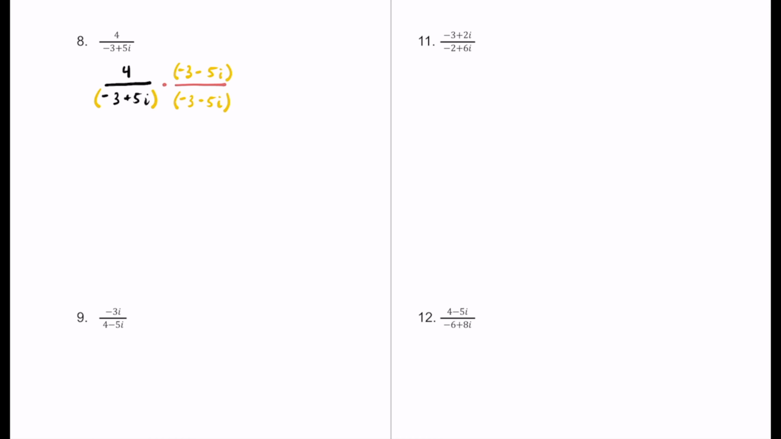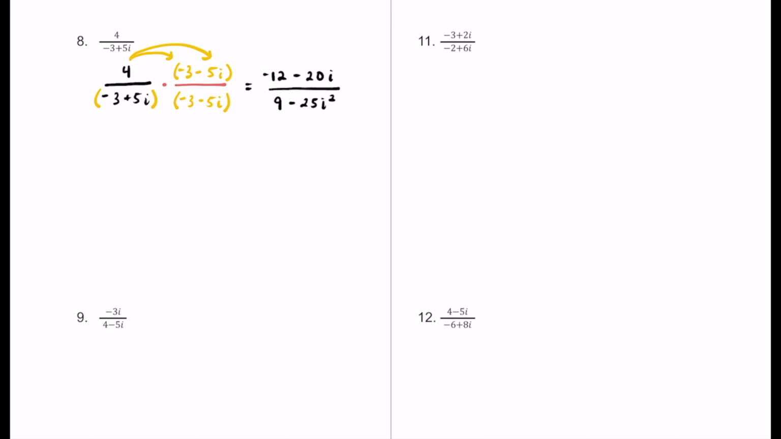Okay, now in the numerator, let's distribute 4 times negative 3. That's going to be negative 12. Go ahead and write that down. And then this 4 multiplied by negative 5i, that's going to be minus 20i. Now for the denominator, we're going to use difference of squares. Negative 3 times negative 3, that's going to be positive 9. And again, the outers, if you multiply, will be positive 15i, but then we'll get negative 15i in the middle, so they'll cancel each other out. And then 5i times negative 5i, that's going to be negative 25i squared, so minus 25i squared.